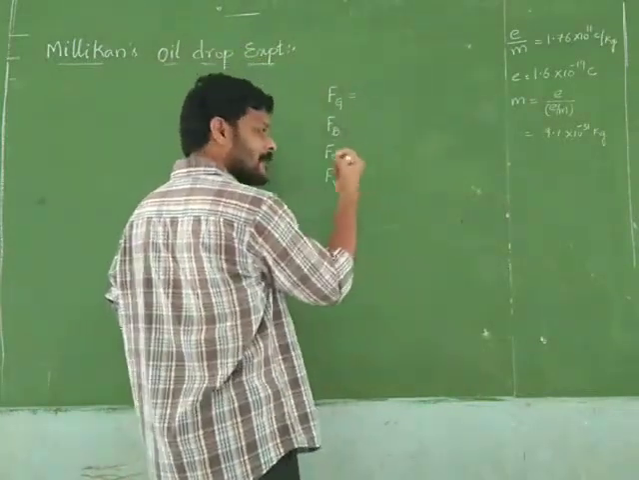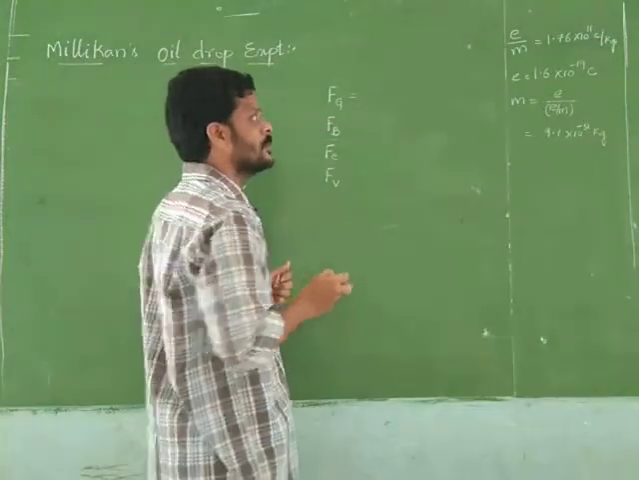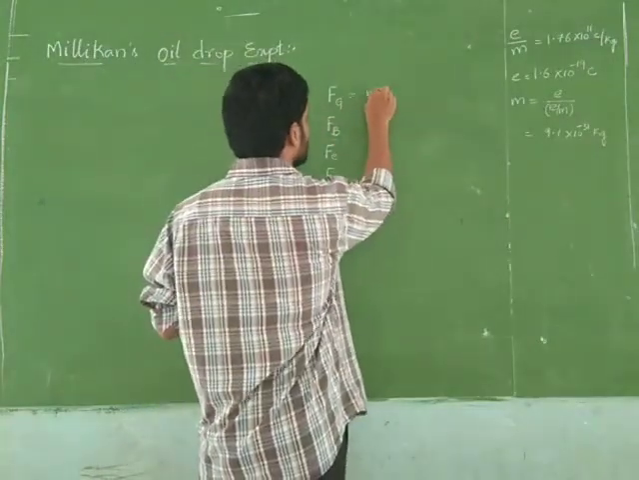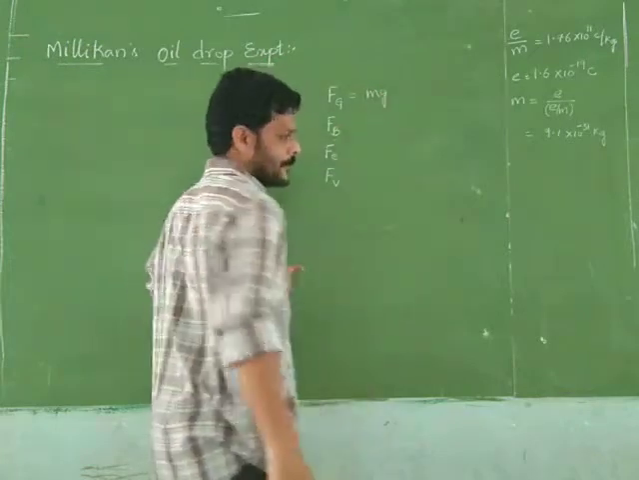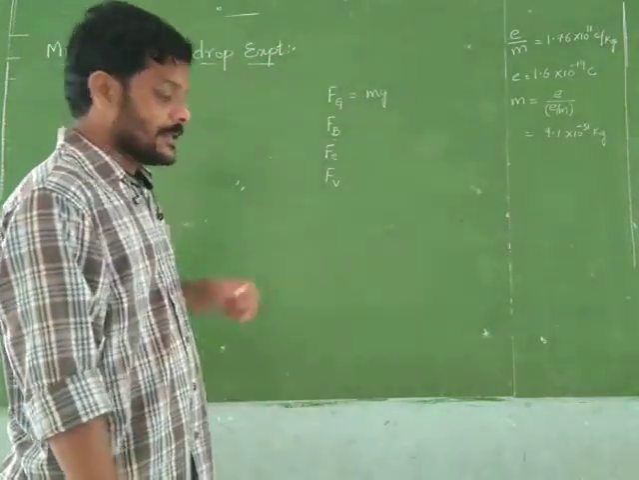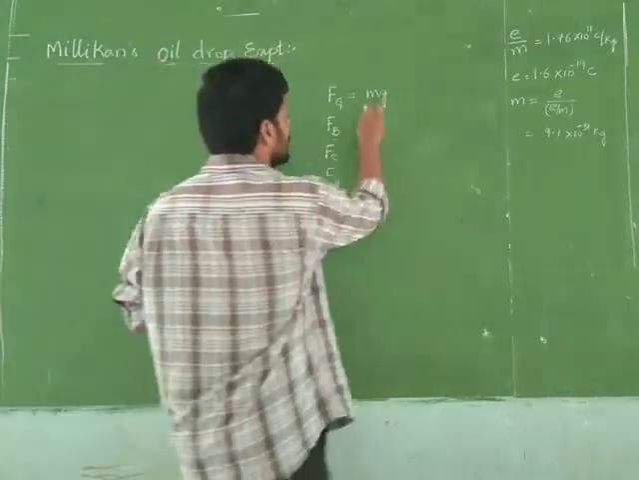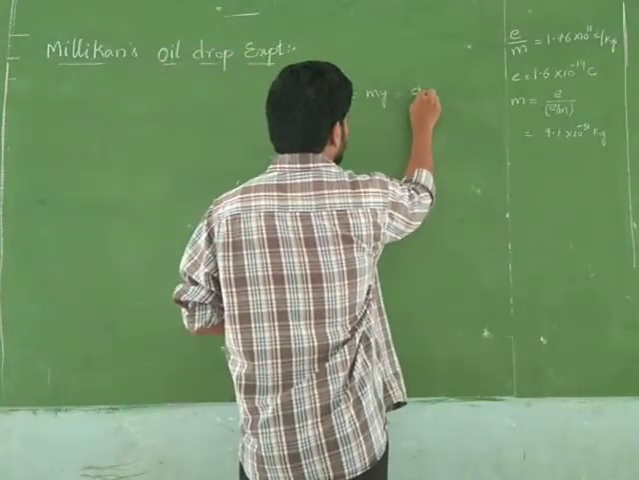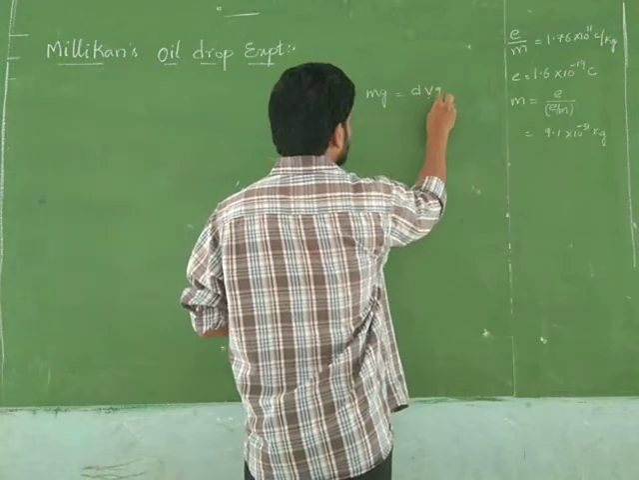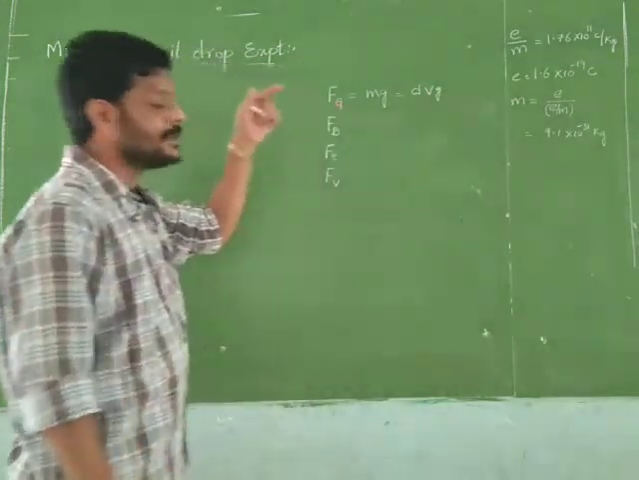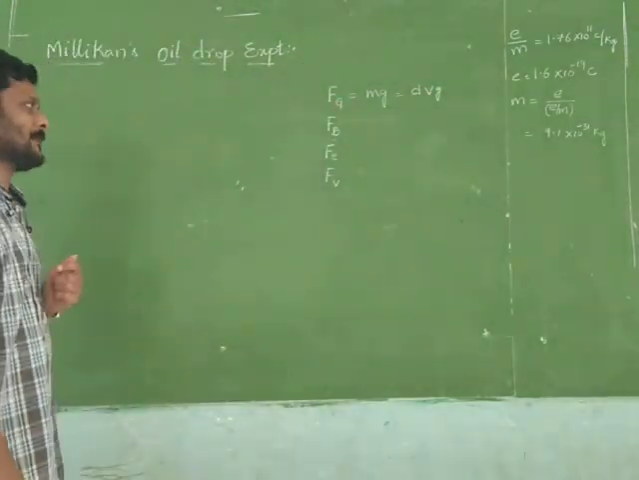If m is the mass of the particle and g is the acceleration due to gravity, the gravitational force formula is mg. Since density equals mass upon volume, I can write this as density times volume times g, where d is the density of the material I am choosing.